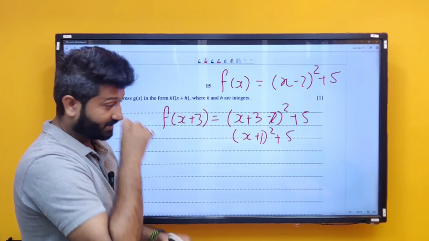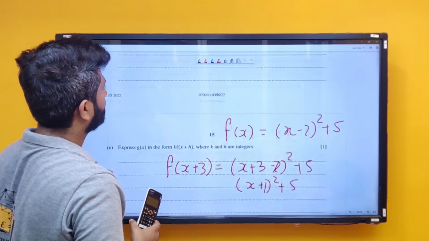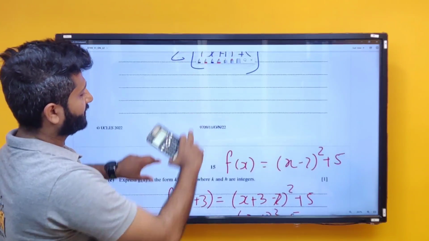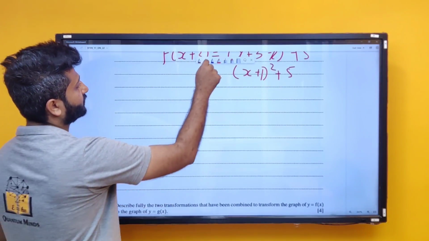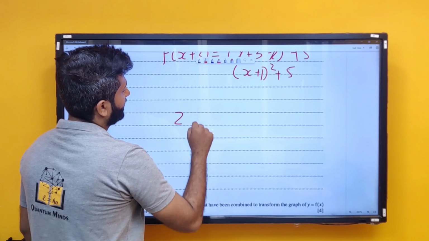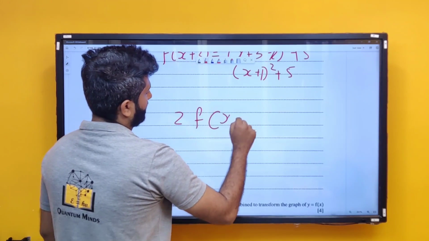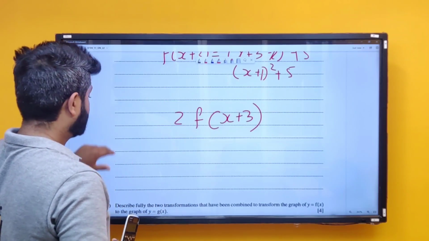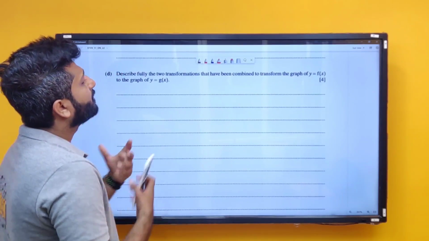Now all I need to do is multiply this whole equation with 2. Right? See, this is the same equation, just I have to multiply this with 2. So the final answer is 2 f of x plus 3. Right? Describe fully the transformations that you have combined.